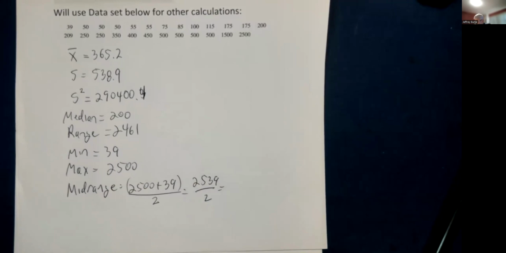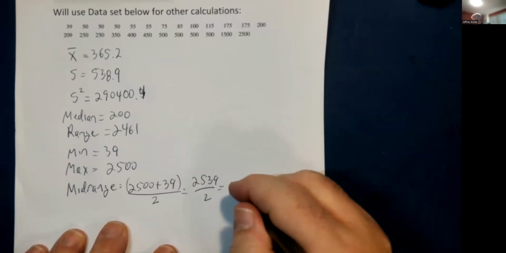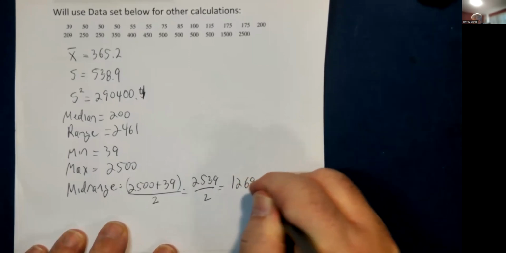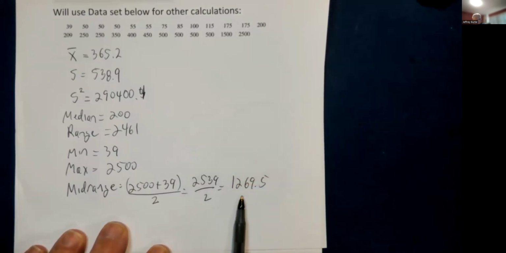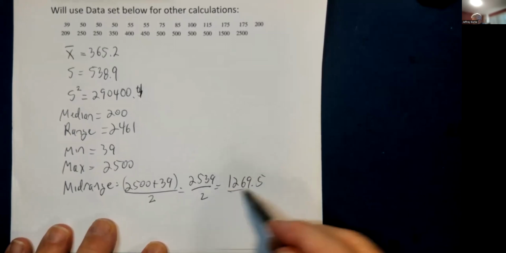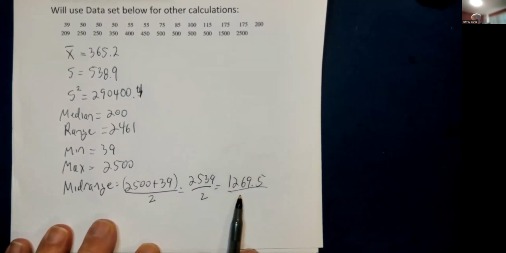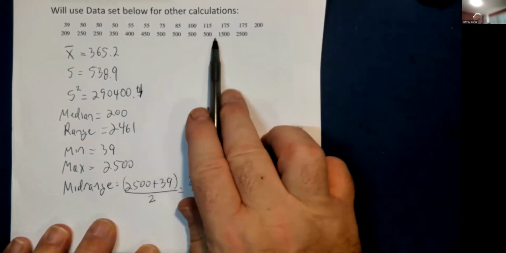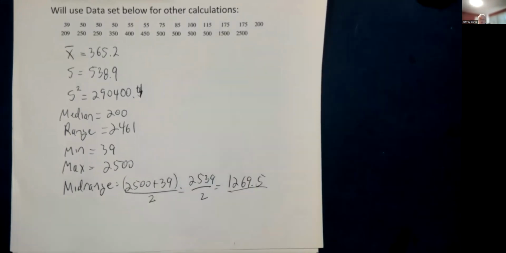So 2539 divided by 2. Hold on. Yeah, 1269.5 it is. So the mid-range is going to be 1269.5. And you would see here that is potentially one measure of center. But where does 1269.5 fall? It falls right here, right near the last pair of numbers. So probably not a great measure of center, but we still want to be able to find what that is.